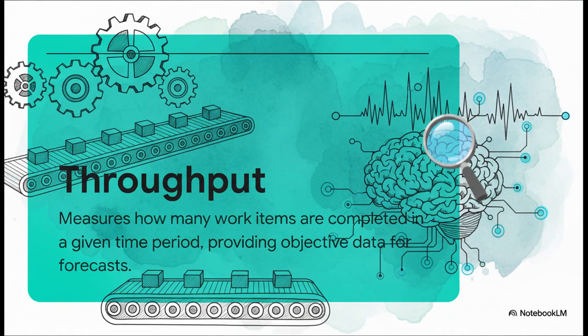And then you've got throughput. This one's easy. It's just your team's delivery rate. How many items did you complete this week or this month? This isn't a guess or an estimate. It's a hard fact pulled right from your board. And it lets you make way more reliable forecasts about what you can do in the future.